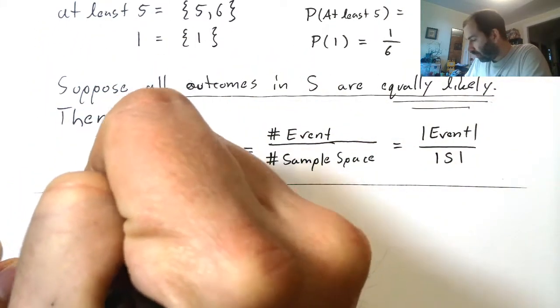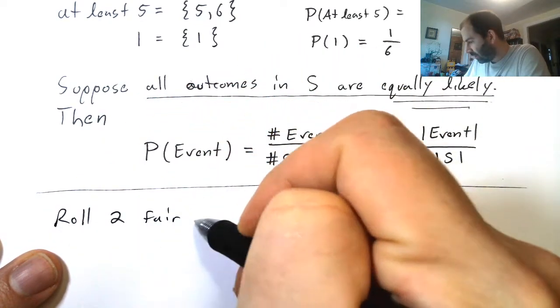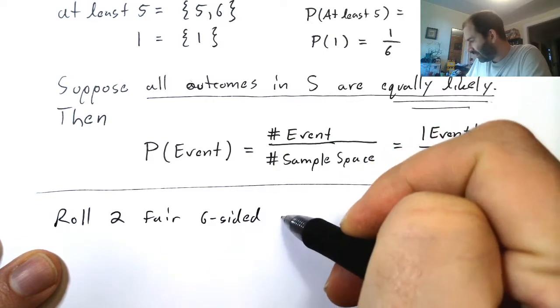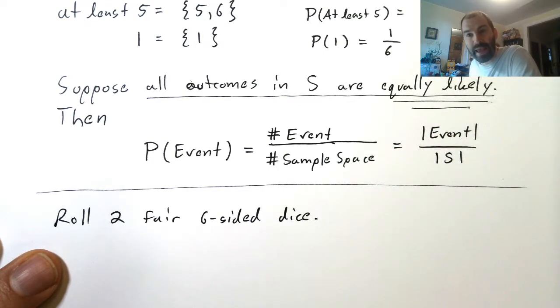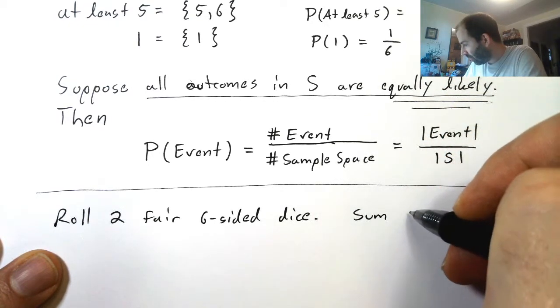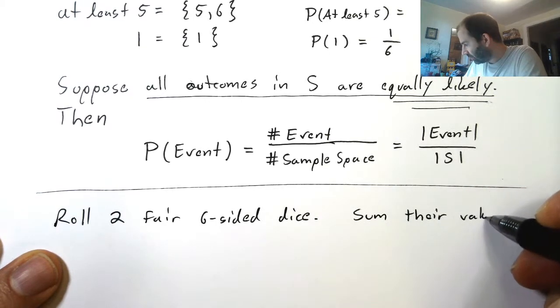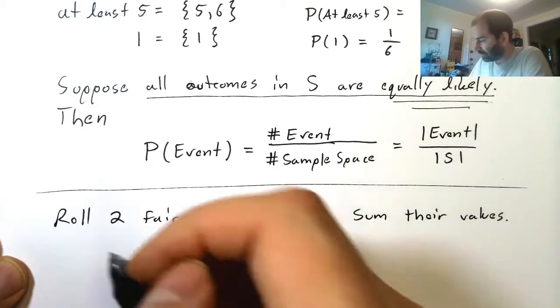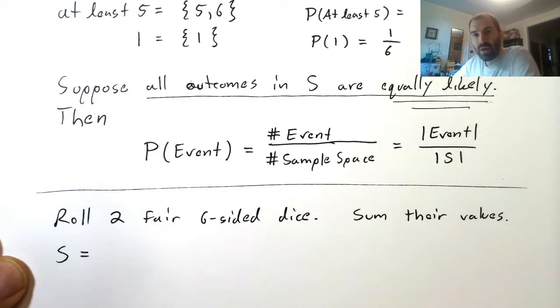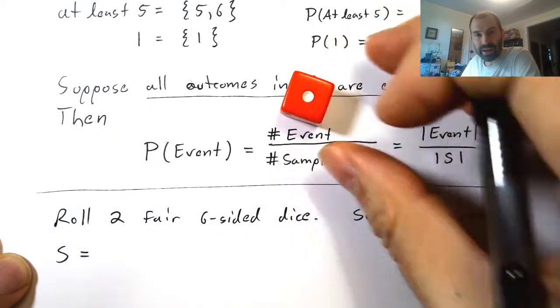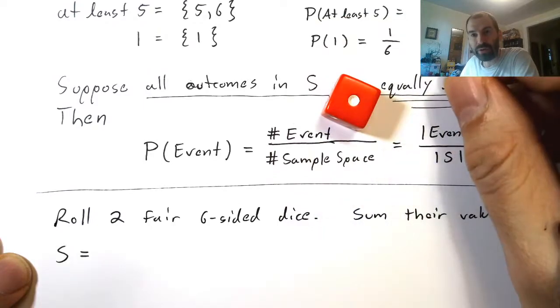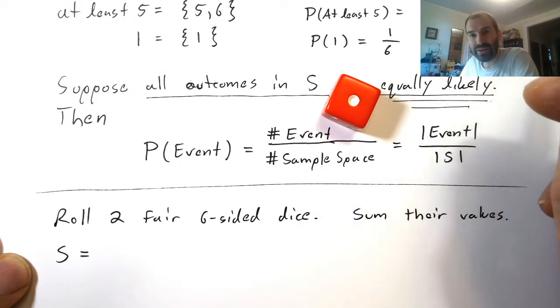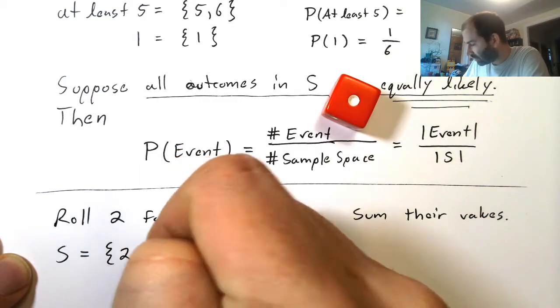Let's roll 2 fair 6-sided dice. And what we're going to do is add their values. Sum their values. That's the experiment that we're running. So what's the sample space? Well, what's the smallest value I can attain, right? I happen to have a die here. The smallest number I can get on one die is a 1, and the other die could be a 1 too. That's as small as it could be, 2 1s. They add to 2. So the smallest number I can get here is 2.